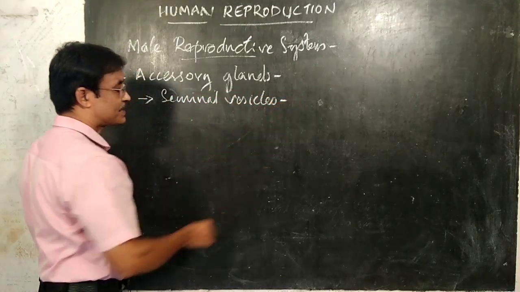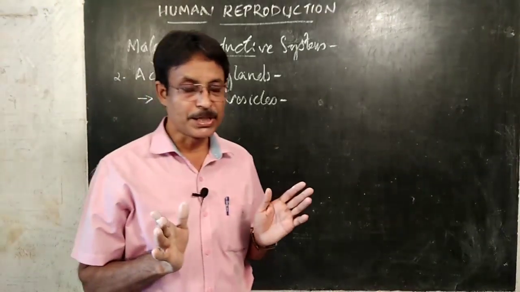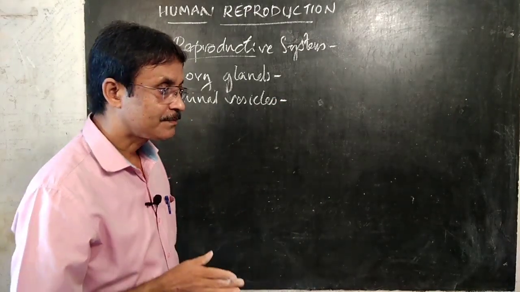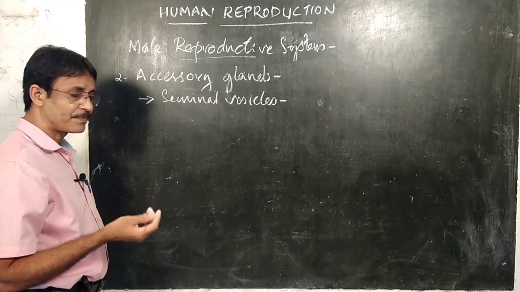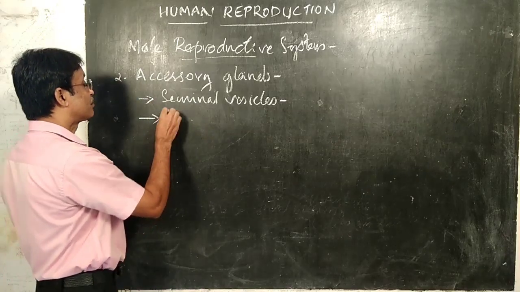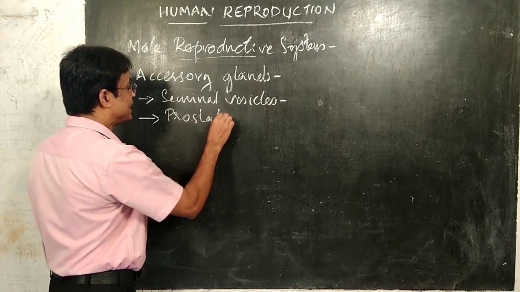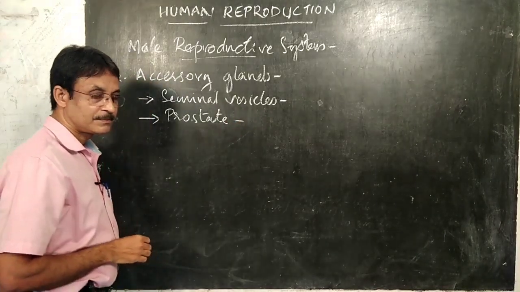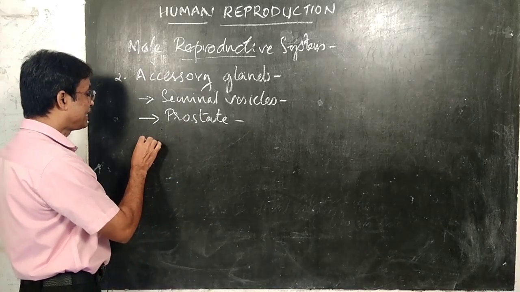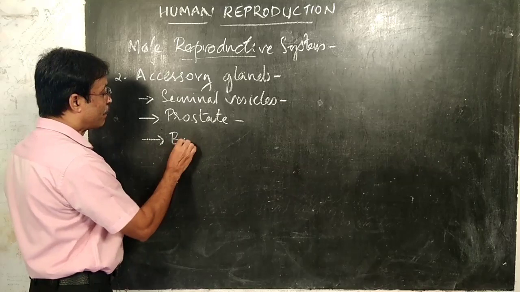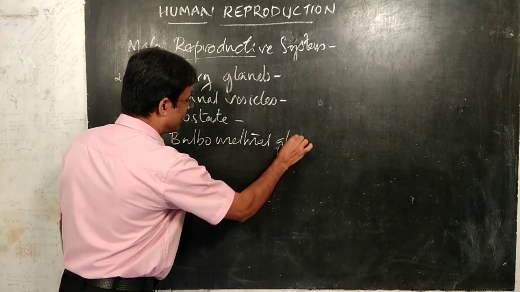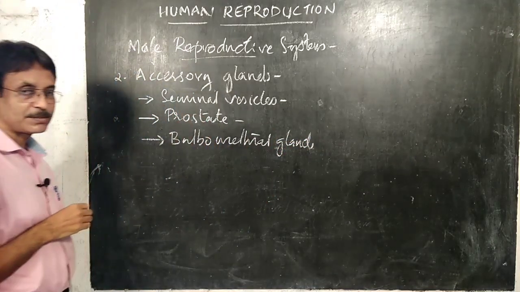A pair of seminal vesicles present on the two sides of the urinary bladder, and they are producing a secretion. Then, second is a single prostate. Prostate is only one, and this is present just below the urinary bladder. And third is again a pair, or two, bulbo-urethral glands present below the prostate.